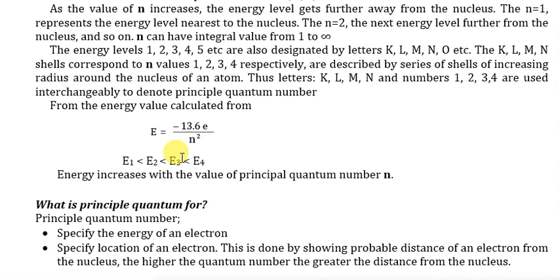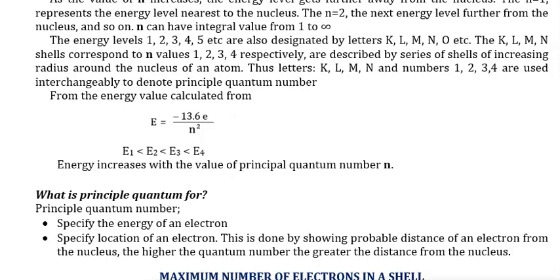But when you are moving further from the nucleus, energy tends to increase, and finally the electron will have zero energy. If it has zero energy, that means it has no attraction towards the nucleus. So energy E1 is less than E2, is less than E3, and that is less than E4. So energy increases with the value of principal quantum number n.